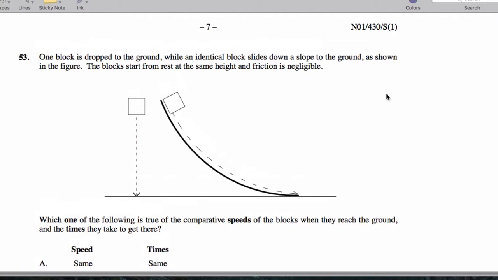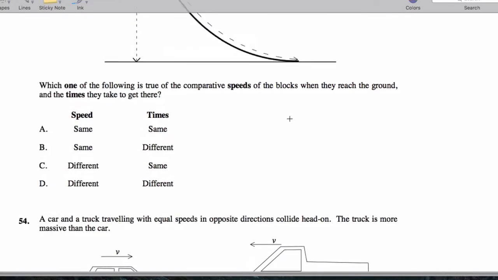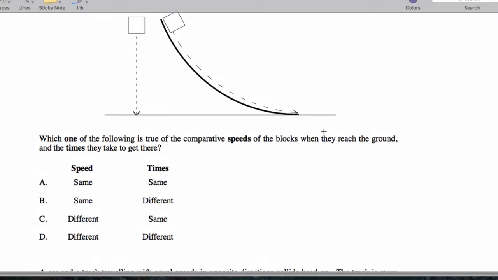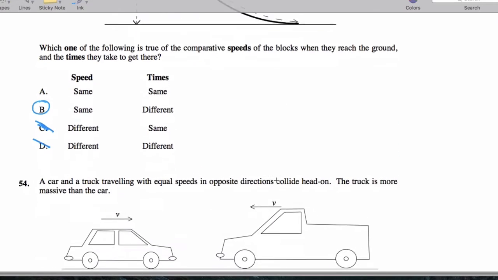All right, question 53. One block is dropped from the ground while an identical block slides down a slope to the ground as shown in the figure. They start at the same height. So let's be clear. If they start at the same height, that means we need to eliminate all choices that say the speeds would be different. However, when we compare times, look at the length of the path here versus here, they're going to have different times. This will take a longer time to accelerate, but when it finally does get down here, it'll clock at the same speed as this one when you just drop it.